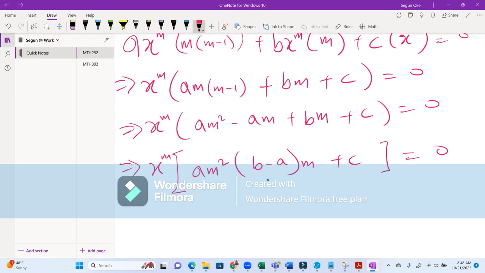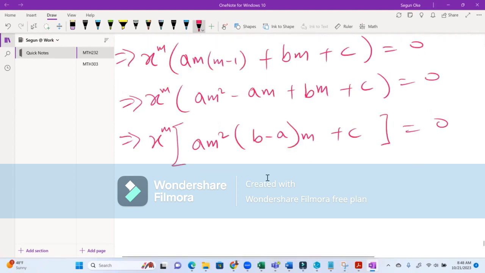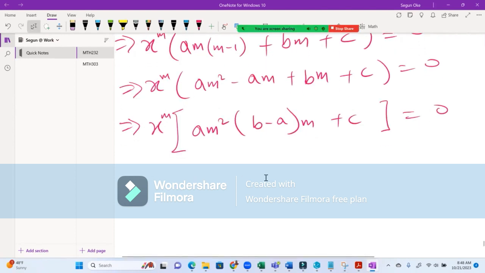Now, based on our knowledge from quadratic equation, what do we do at this point? Who can tell us? If you are asked to solve this one, what will you do?